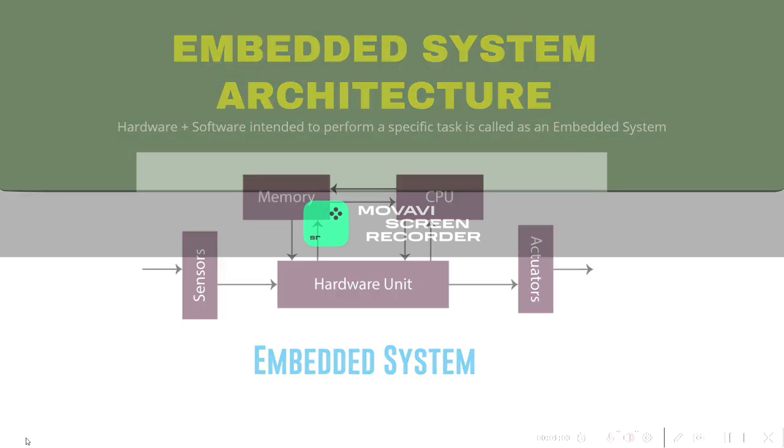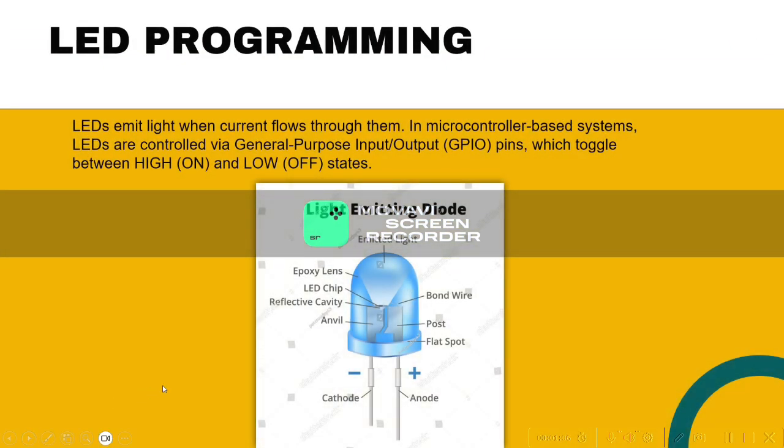Now we will see some basic components of embedded systems, that is, LED programming. LED stands for light emitting diode. LEDs emit light when current flows through them. In microcontroller based systems, LEDs are controlled via general purpose input output pins, shortly called GPIO pins, which toggle between high and low states. That is, an LED has only two states: light on or light off.